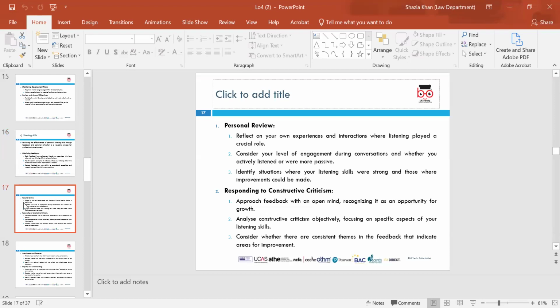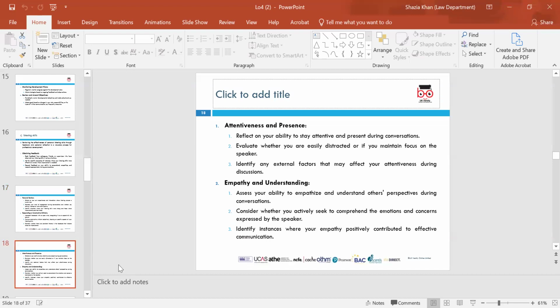Personal review. Reflect on your own experience and interactions where listening played a crucial role. Consider your level of engagement during conversations and whether you actively listened or were more passive. Identify situations where your listening skills were strong and those where improvements could be made. Again, responding to constructive criticism, approach feedback with an open mind. It's very important that you approach everything with an open mind and take on board any sort of developments that need to be made.